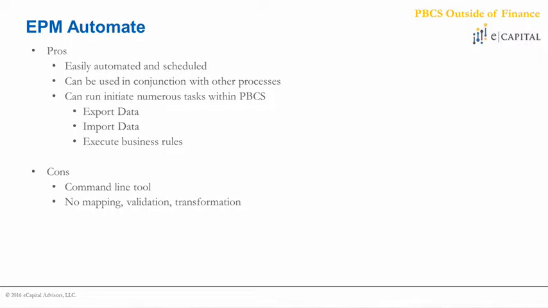So the cons with this process is, like I said, it's a command line tool, so there's no friendly interface that you get to work with. If you want to load a file into your system, you're going to have to either know the command line language or have scripts set up to do that. There is no friendly interface like the rest of planning has. Another con, like the manual loads and exports, is there's no mapping, validation, or transformations. Basically, it's going to take the file as is, and it's going to attempt to load it into your application as is. There's nothing else that this tool would be able to do with that.